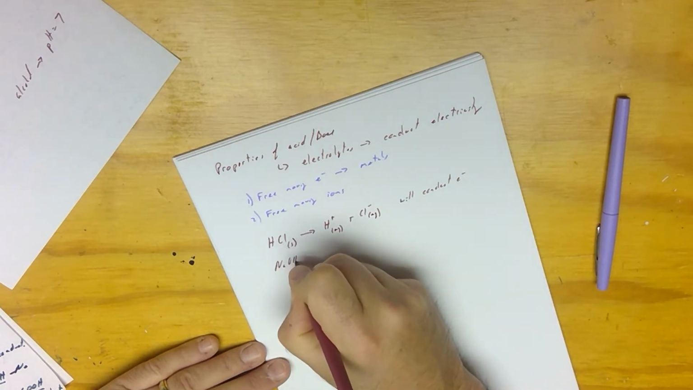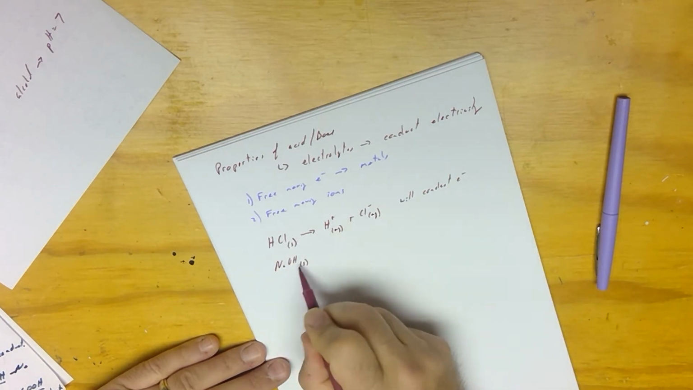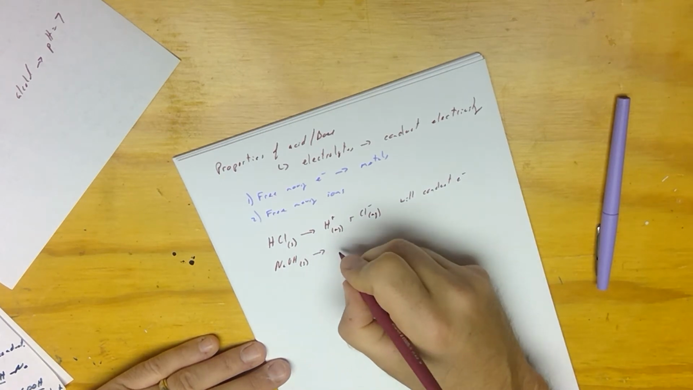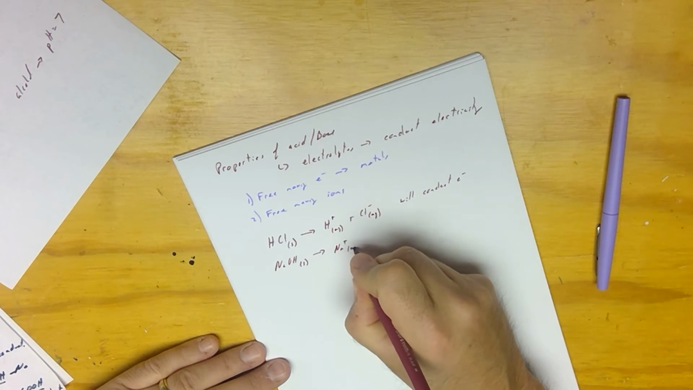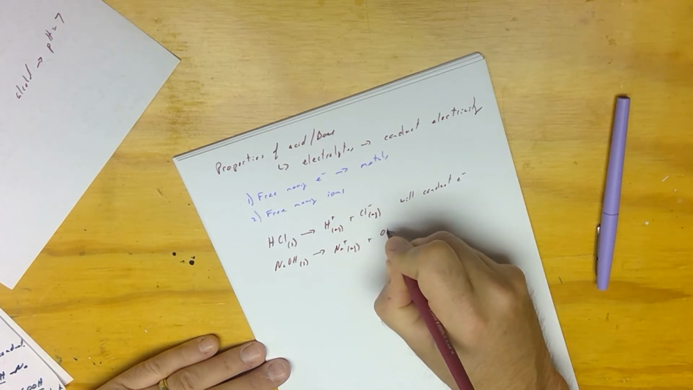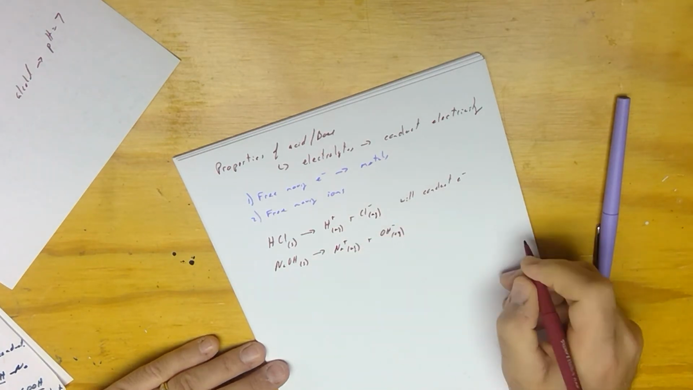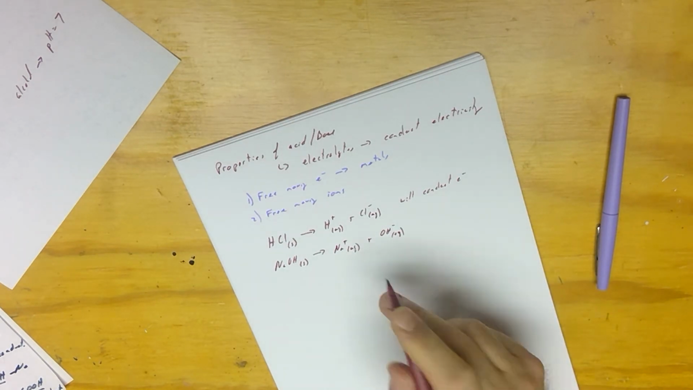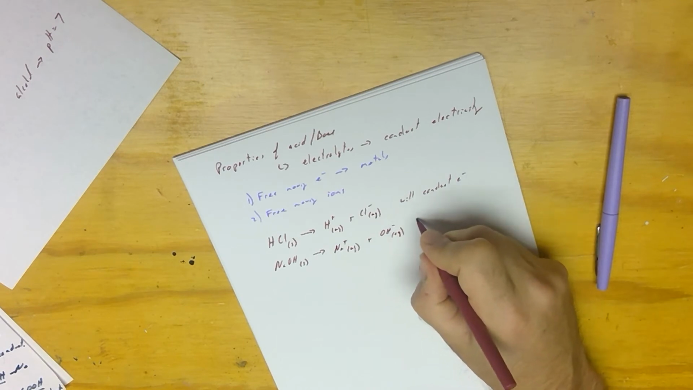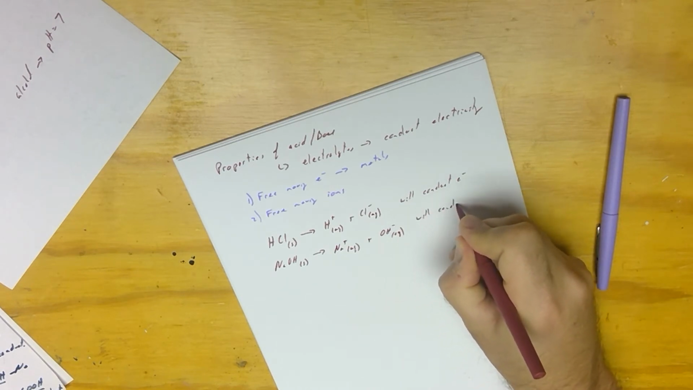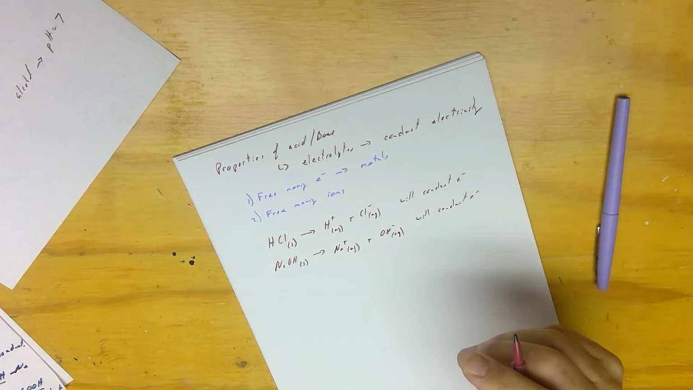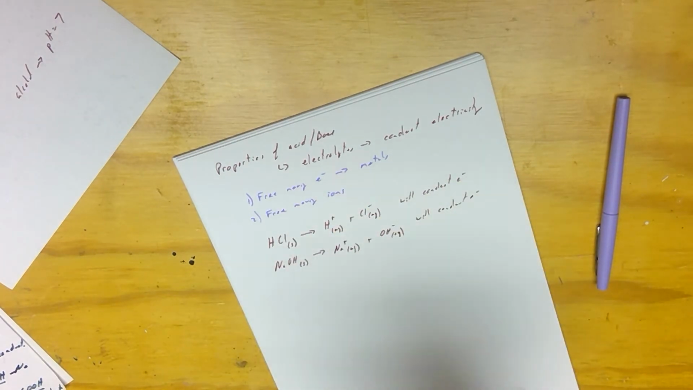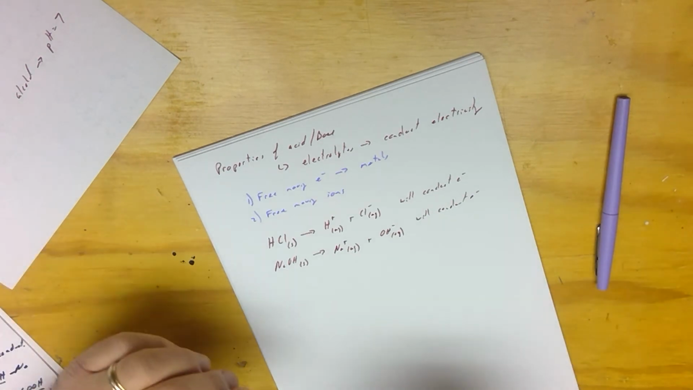NaOH, which is a base. NaOH solid will not conduct electricity. But if I put it in water, it breaks into Na plus aqueous and OH minus aqueous. Now I have ions that can move, so in the aqueous form, it will conduct electricity. Right? So now, you need to be able to look at a compound and decide, will it conduct electricity or not?